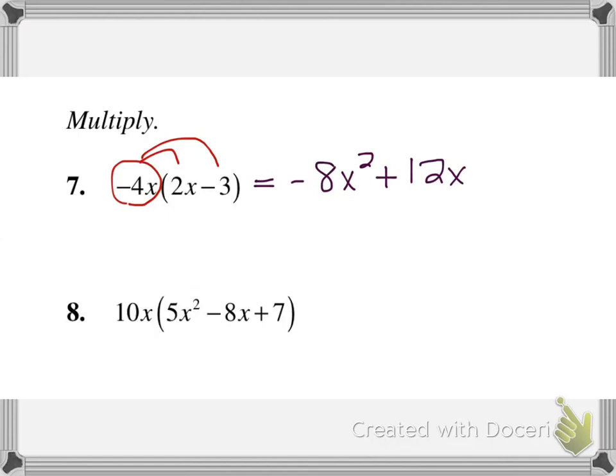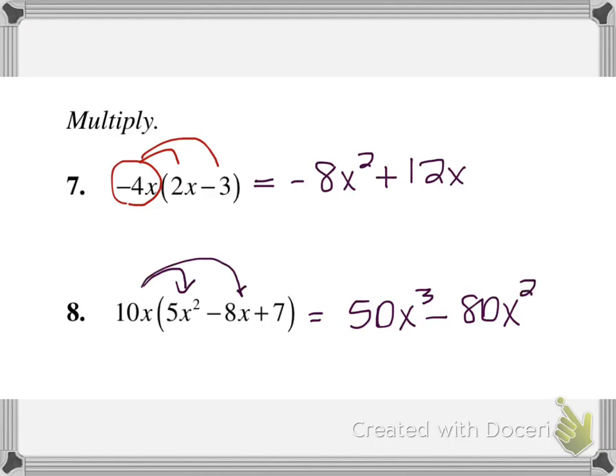So let's do this last one. 10x, I'm sorry, 10x times 5x squared. Well, 10 times 5 is 50. X times x squared would be x cubed. Remember, when the bases are the same, add the exponents. 10x times negative 8x, well, that would be a negative 80x squared. And finally, 10x times 7 would be 70x.